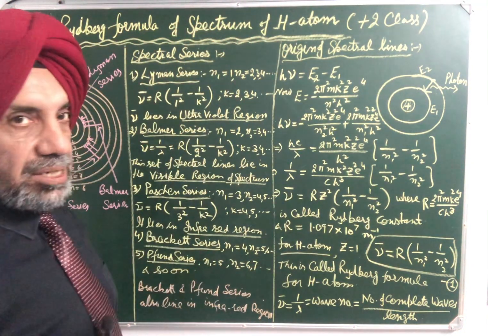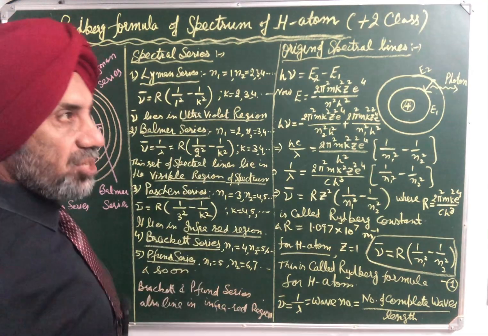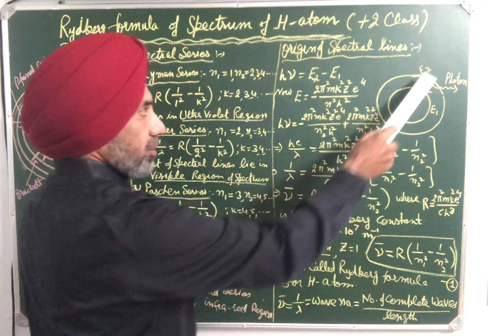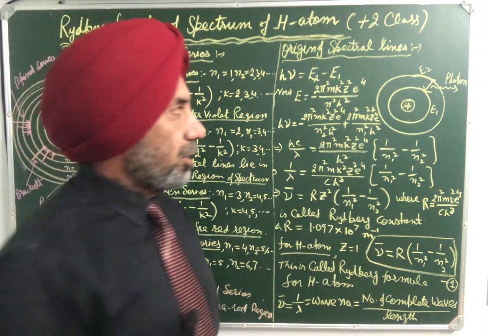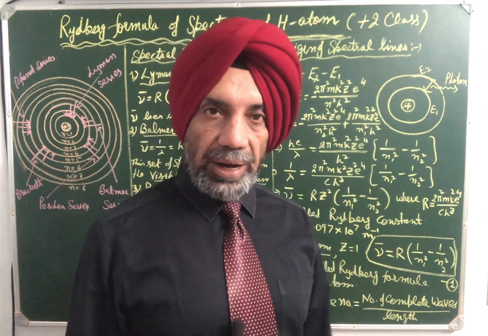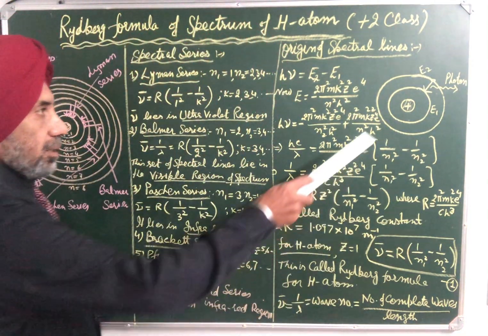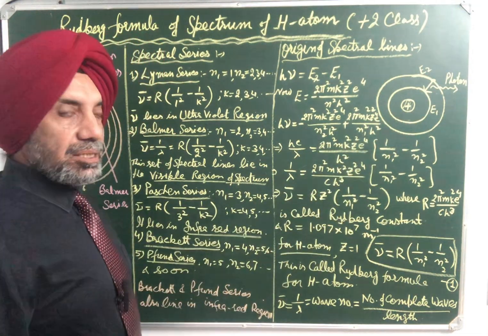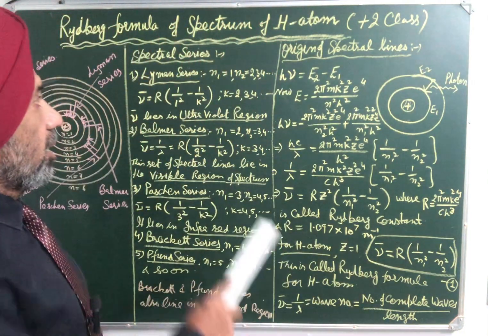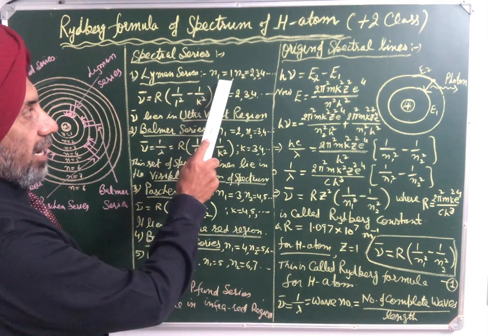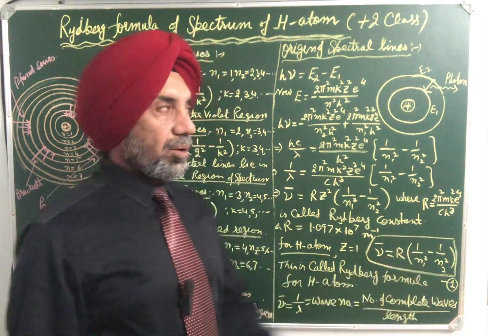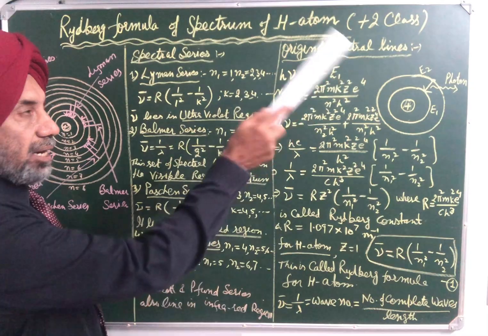known as spectral series. Number 1, Lyman series. When an electron jumps from any higher orbit, any high energy state, to the ground state, that is for n equal to 1, then the group of spectral lines so produced is known as Lyman series. So for Lyman series, n1 is equal to 1 and n2 may be 2, 3, 4, 5 and so on. The electron may jump from any higher energy state.